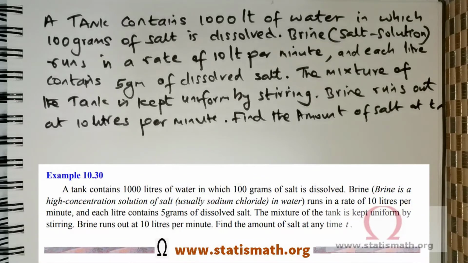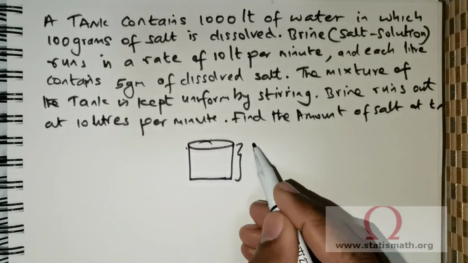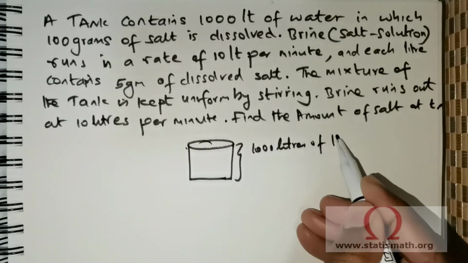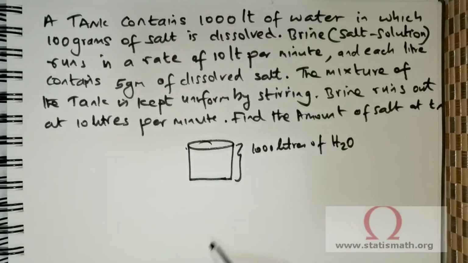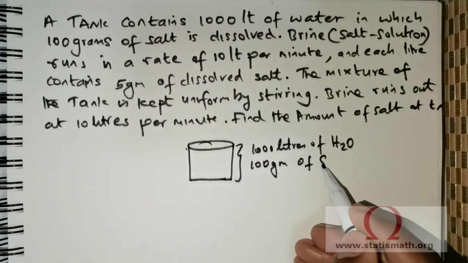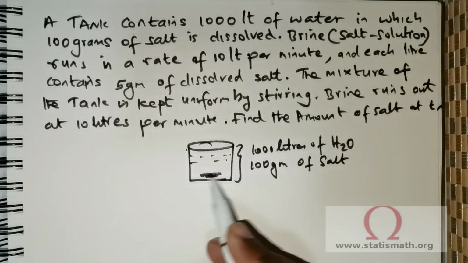Students were given this question. A tank contains 1000 liters of water in which 100 grams of salt is dissolved. So you have a tank and it has got 1000 liters of water, in which you have got 100 grams of salt. So you've got water here and you've got salt.